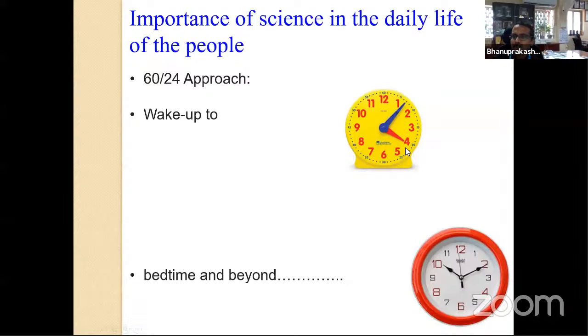Whether you wake up at 4 o'clock or 5 o'clock, immaterial. But the moment you wake up, the first thing you want to see is what is the time? Is it 4 o'clock or 5 o'clock? Then how did we come to this idea of time, and how did we develop this wall clock or wristwatch or whatever it is, your mobile watch? It all comes back to science and technology.